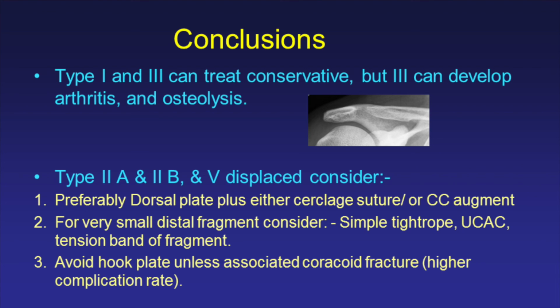For the very tiny little fragments, not on this particular case, but if you had a very small fragment, you could try a tightrope, or you could do just a tension band suture of the little fragment on the end. I think the take-home for us is we would tend to try and avoid a hook plate unless there was an associated coracoid fracture, because it's in the literature and we've also seen it. We've had a much higher complication rate with it.